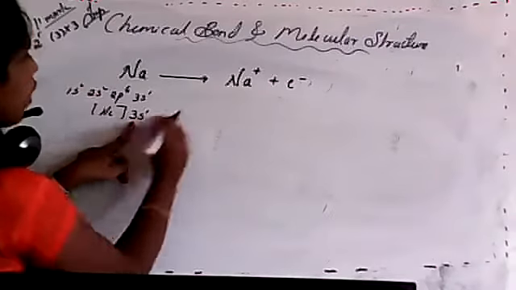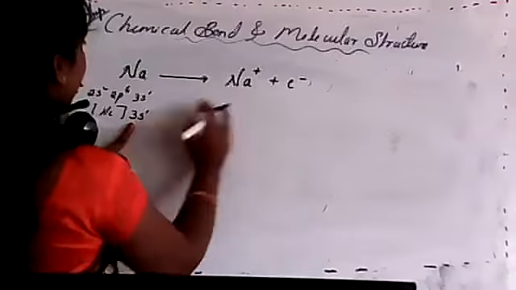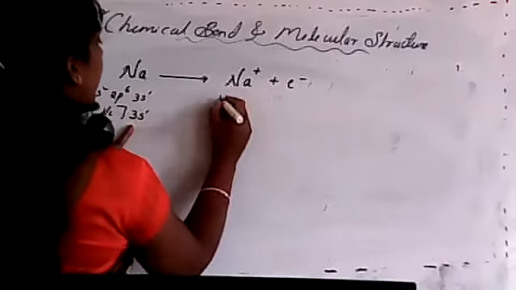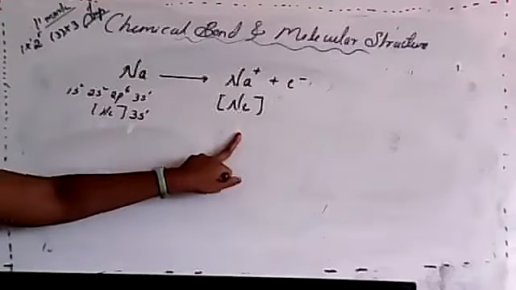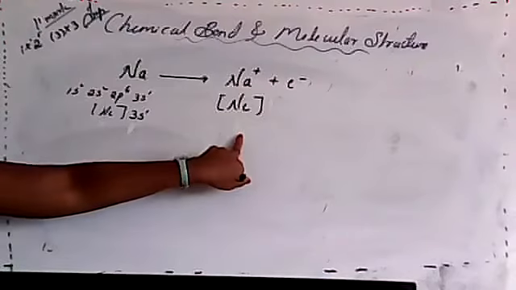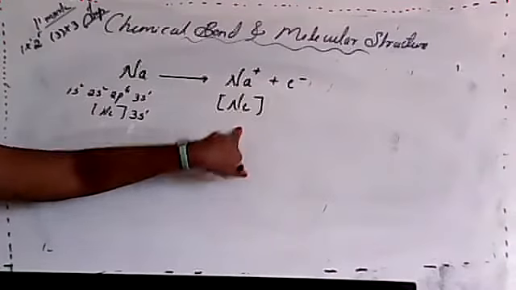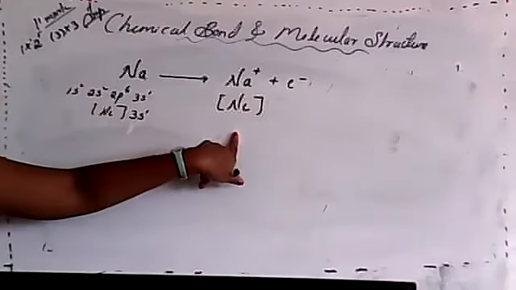Clear? So now one electron was lost by sodium. So that's why it attained the noble gas configuration, and it is highly stable.